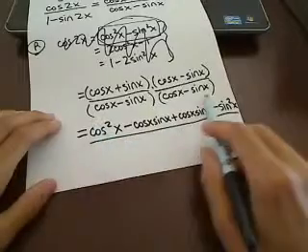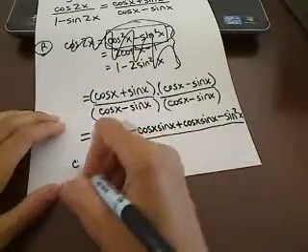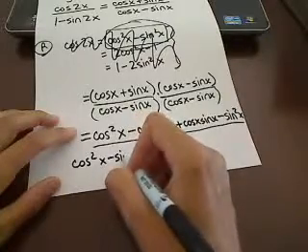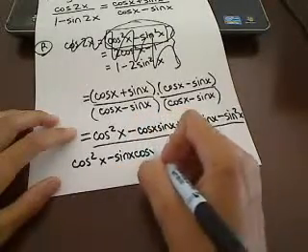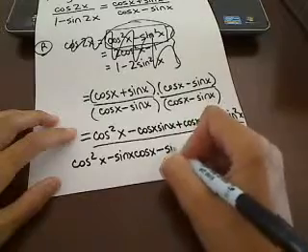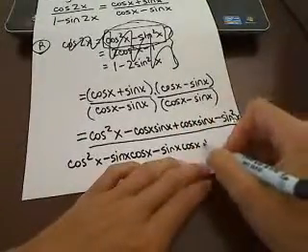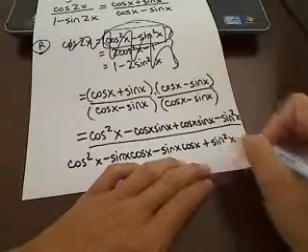Okay. In the bottom, if we FOIL that, we're going to get cosine squared x. The outside is going to be a minus sine x cosine x. The inside is a minus sine x cosine x, and the last is a positive sine squared x.